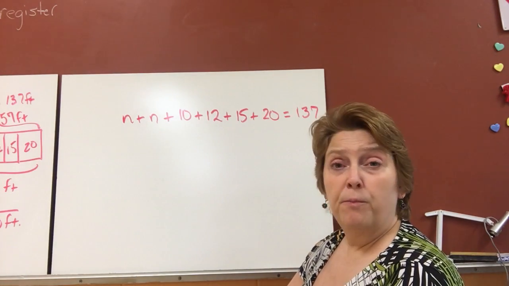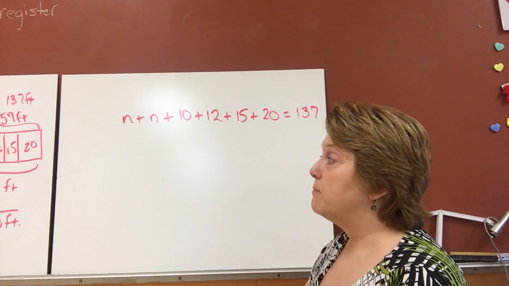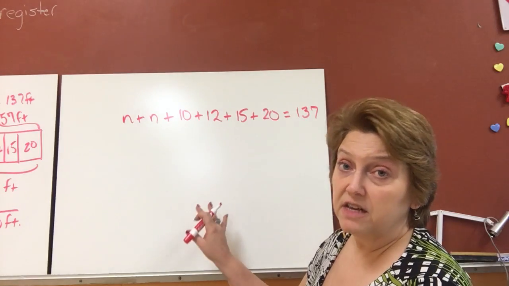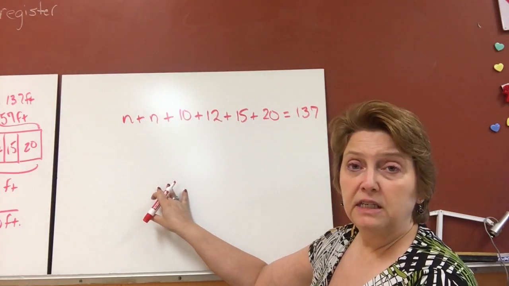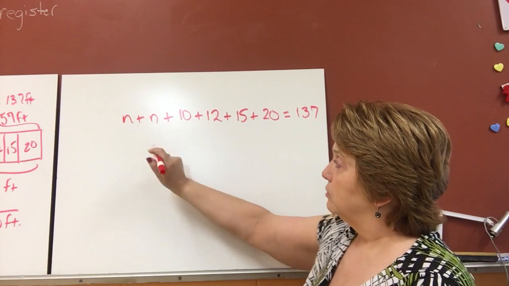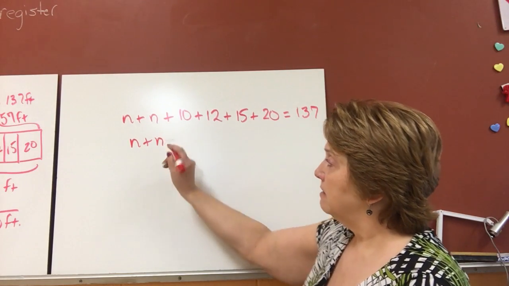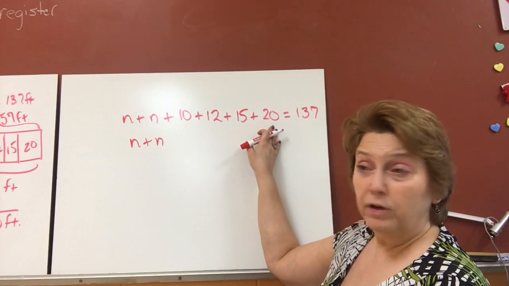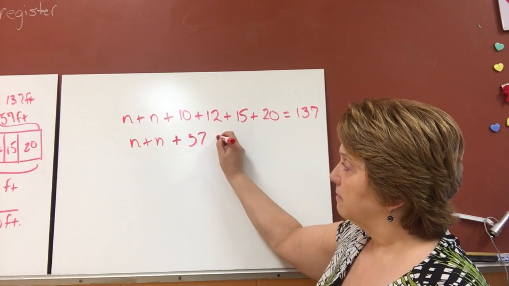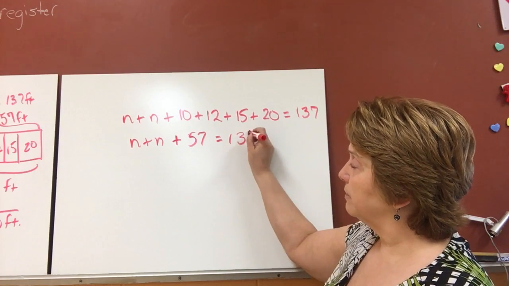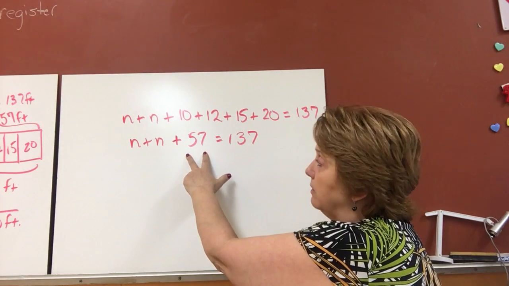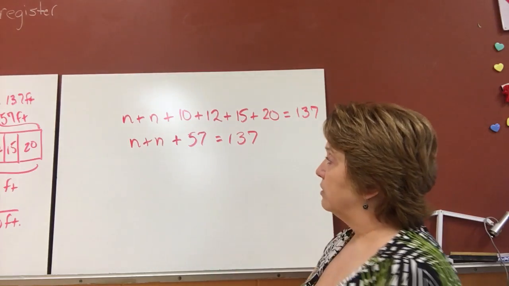So how do we go about solving this? Well, how we solve using the tape diagram is exactly how we're going to solve this algebraically. The first thing that we did was we added up all of these numbers here. So if we have n plus n, and I add my 10, 12, 15, and 20 again, I end up with n plus n plus 57 equals 137. And all I'm doing is combining the other sides together to get one number. So I have n plus n plus 57 equals 137.